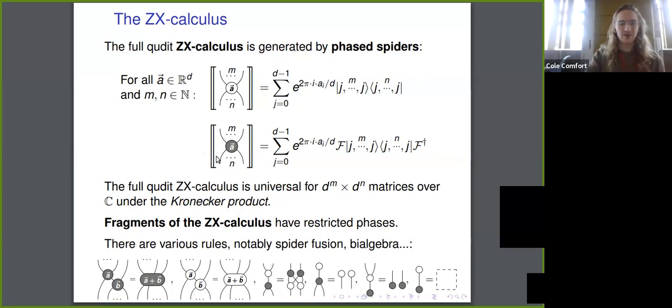And then by the convention I'm choosing, the gray one, which would normally be the red spider if you're using colors, you take the Fourier transform of the standard basis, and then you do the same thing. So in qubits, this would be the plus and minus states, the Fourier transform of the standard basis. And what's very important to point out here is that the ZX calculus is universal for matrices of dimension d to the n, but with respect to the Kronecker product.